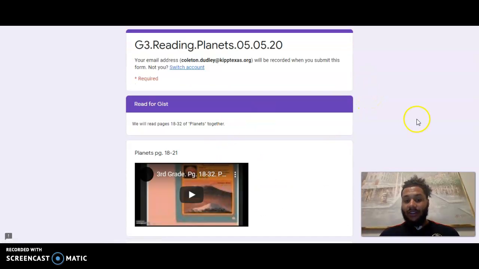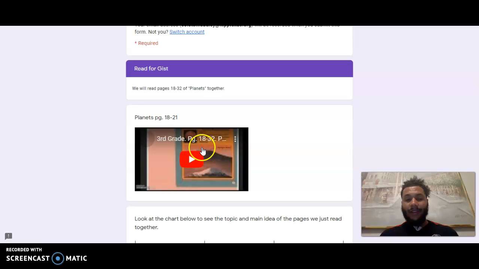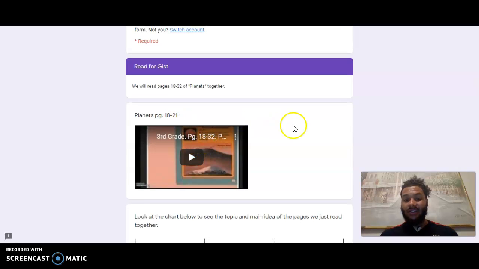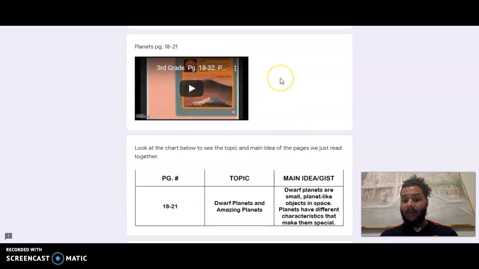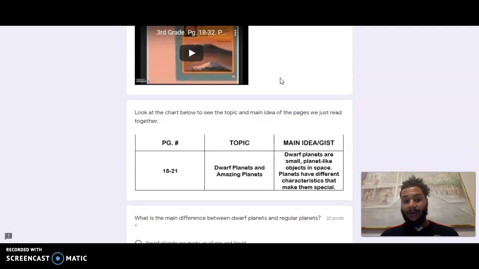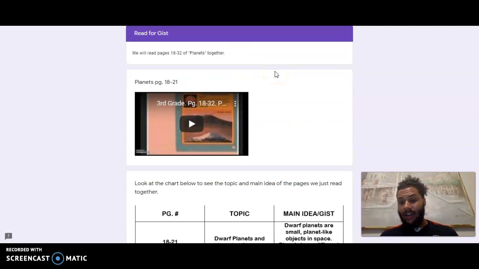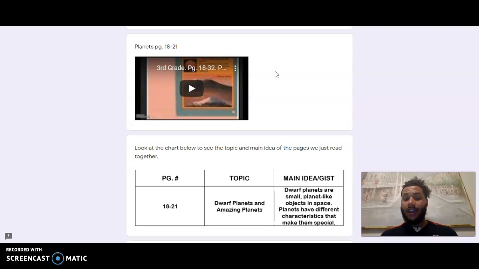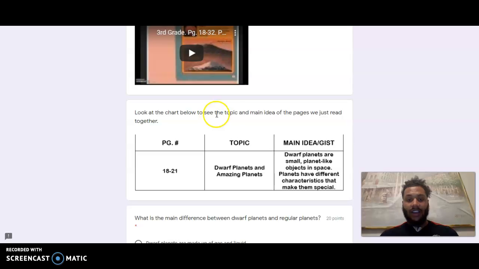So in each video, I read through the slides, for the page numbers. In this one, I read pages 18 to 21. I'm not going to watch the video of myself reading that again. But below that, in the video, when I say to stop and go down and look at your gist chart, this is what I'm talking about right here, down here. It says look at the chart below to see the topic and main idea of the pages we just read together. So we read pages 18 to 21 in this video.